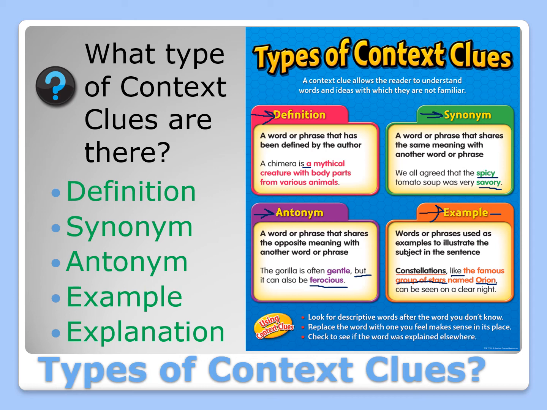So that's an example. Now the last type of context clue that I have here is an explanation, okay? And you're going to see that one as well once you start practicing, okay? All right, so those are our types of context clues. You have definition, you have synonyms, you have antonyms, and then you have examples and also explanations, okay? All right, let's keep going, guys.